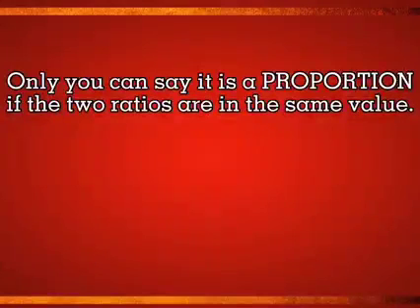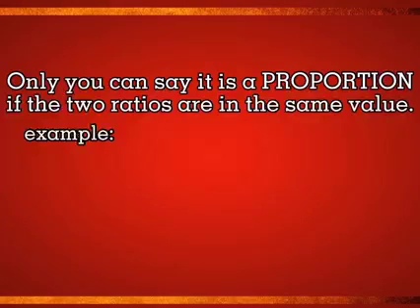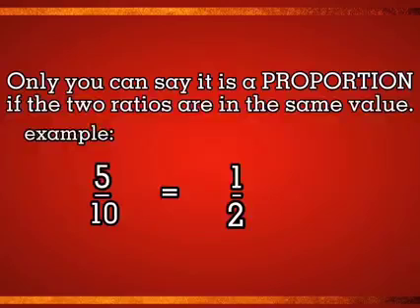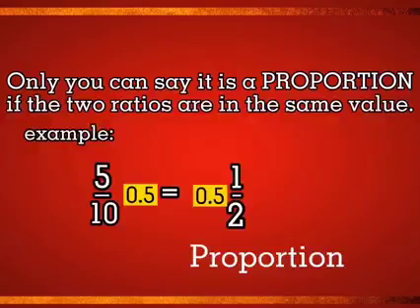You can only say it is a proportion if the two ratios have the same value. Example, 5 over 10 equals 1 half. To determine if it is a proportion, simply divide the numerator by the denominator. 5 divided by 10 is 0.5 and 1 divided by 2 is 0.5. So, it is a proportion because both ratios have the same value, which is 0.5.